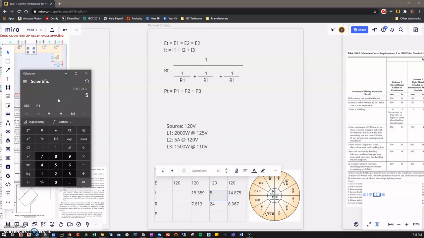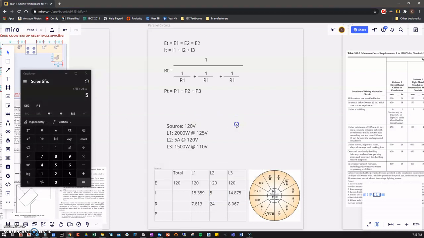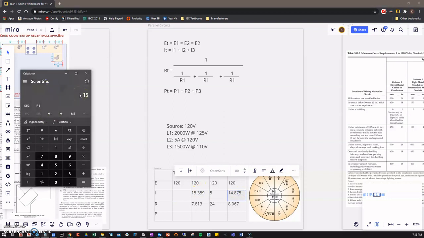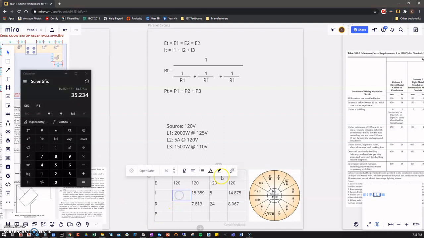So there's all these checks that are sort of built into this thing that we can use. So at this point, we've kind of opened the door a little bit for ourselves, right? We can now find these P values using Ohm's law. That's easy. But we can also find I total, right? We have this formula. I total equals I1 plus I2 plus I3. So I can go ahead and add I1, I2, and I3 all up. So we'll say 15.359 plus 5 plus 14.875. We're going to get 35.234.